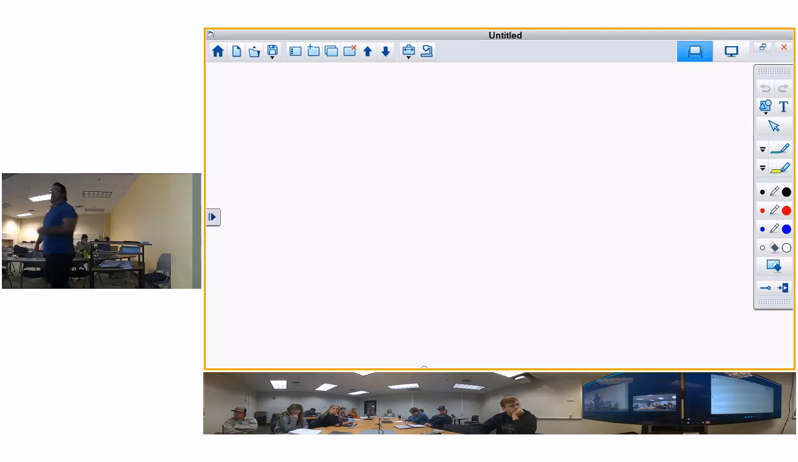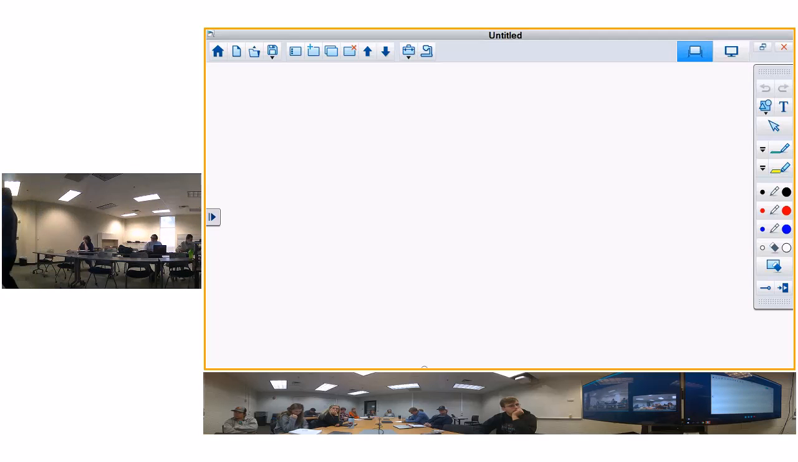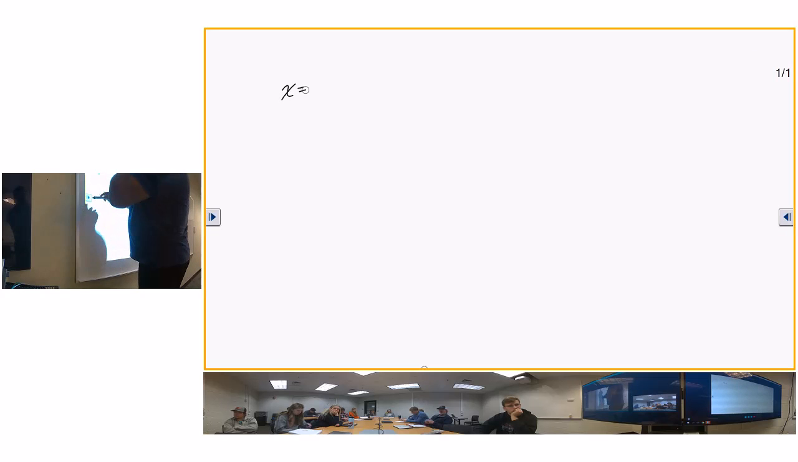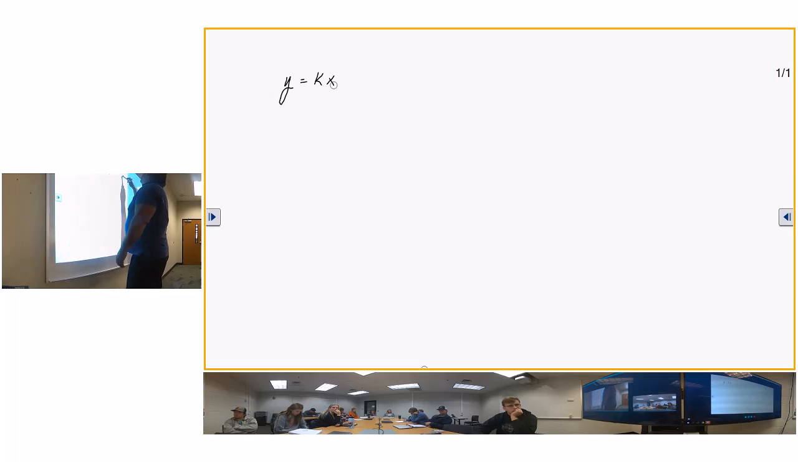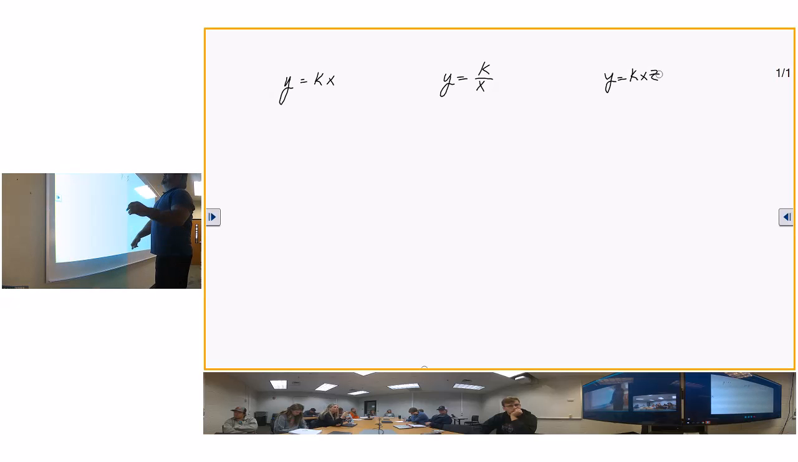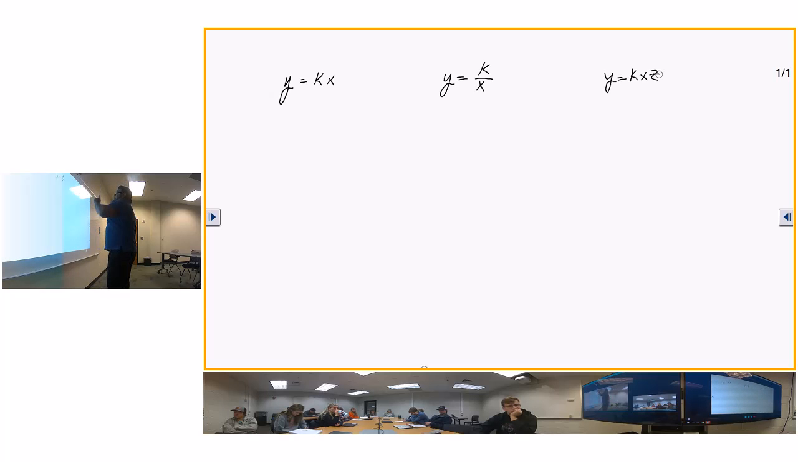And I'll go over this right quick for you because you might see this on a standardized test. Y is equal to K times X. Y is equal to K over X. And Y is equal to KXZ. Now, when you're dealing with direct and inverse, there's three types of problems.